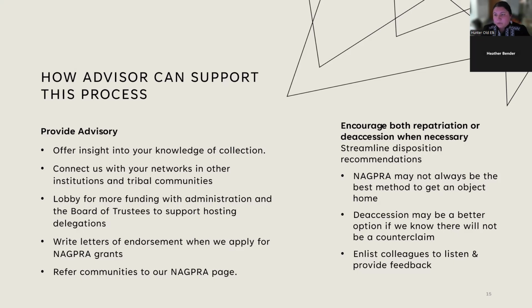I use the example of working with the Crow tribe. They will often first request that an institution consider deaccession because if they go through the NAGPRA process, no other tribe is going to create a counterclaim, because they are the only Crow tribe. So when we are bringing up these ideas of deaccession or NAGPRA, just making the distinction that maybe NAGPRA is not the best method. Maybe there is another way that we can navigate returning items. And next to that, and first and foremost, is also just enlisting colleagues to listen and provide feedback.